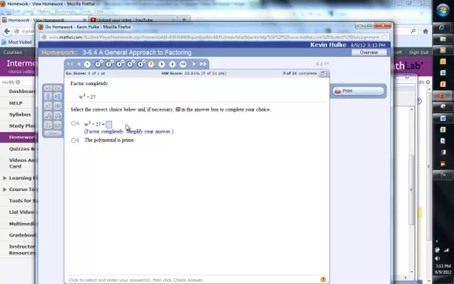Next one, perfect cube factors into w minus 3, w squared plus 3w plus 9.